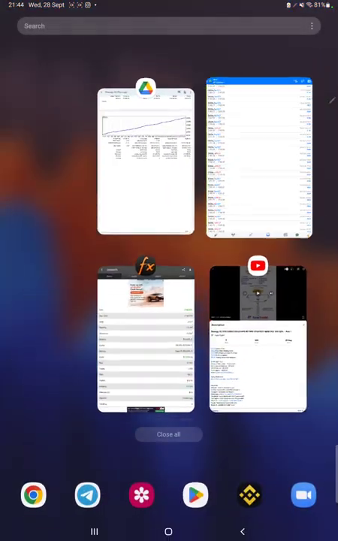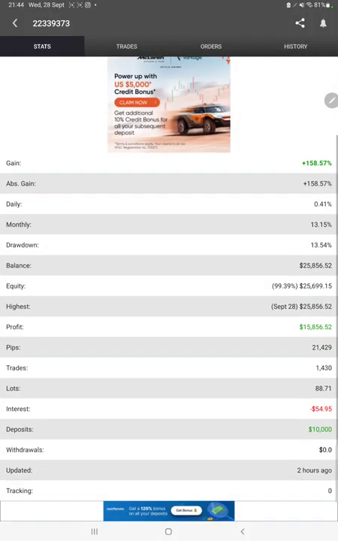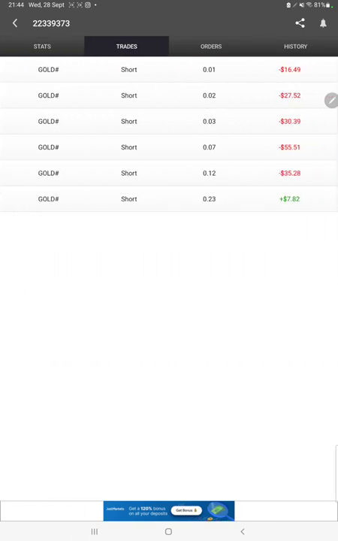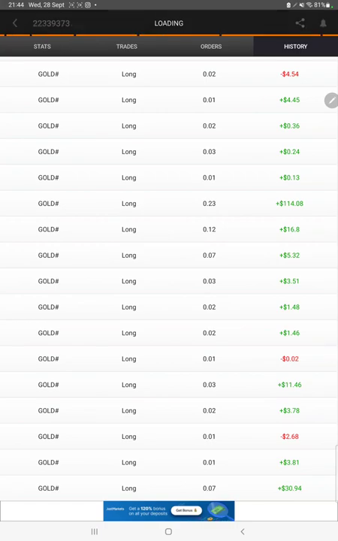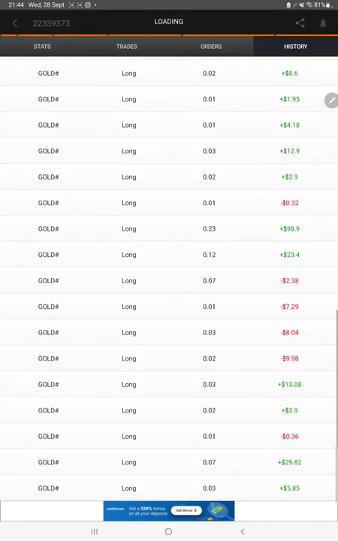Also, the MyFXBook is connected with this strategy, so we can check the total percentage of gain, absolute gain, daily return, monthly return, drawdown, current balance, equity, profit pips that we have achieved, and 2 hours ago it is updated. We can also see the open trades here, verify the pending orders, and in history we can see how much lot size we have traded, how much profit and loss we have booked.